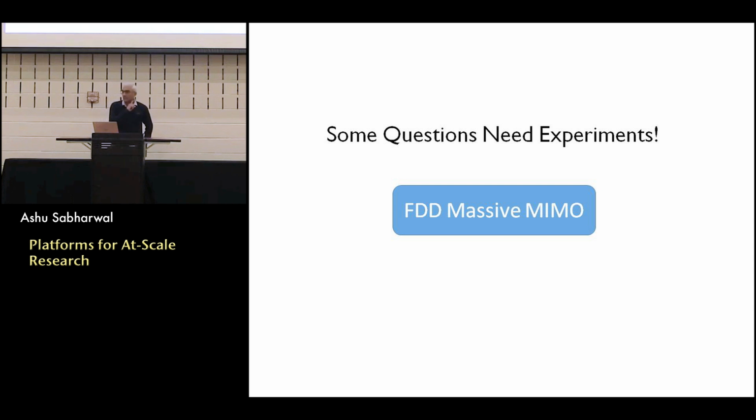So as I said, wireless is very lucky. It has a very strong theory. Information theory does very well, but now it cannot answer everything. So I wanted to give an example of where experiment becomes the only way to move forward, and I wanted to base it on this paper.